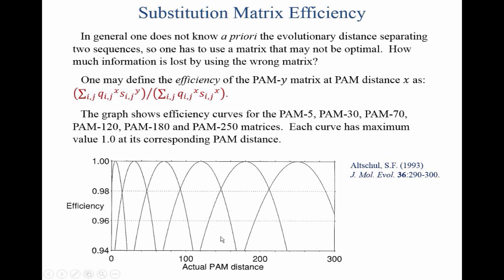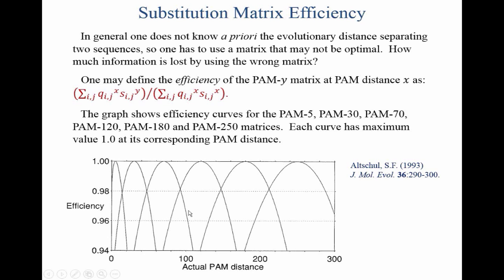Each of these curves represents the efficiency for a particular matrix. So this curve represents the efficiency for the PAM 120 matrix, and this curve represents the efficiency for the PAM 180 matrix. The way to think about these curves is saying, if I'm using the PAM 120 matrix, but I'm comparing sequences whose actual PAM distance is not 120 but something else, how much of the information I could have gotten by using the right matrix do I actually get by using the wrong matrix? In other words, if I am not at 120 PAMs exactly, but somewhat off of that, but I'm using the 120 matrix, I will lose some of the available information. And you can see that the farther I am away from the right matrix, the more information I lose. And so the efficiency drops off.